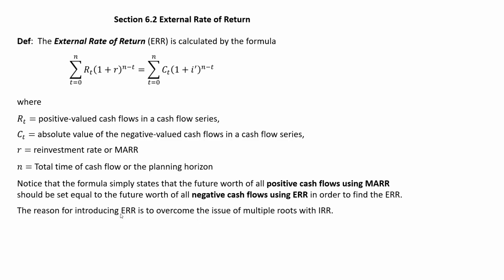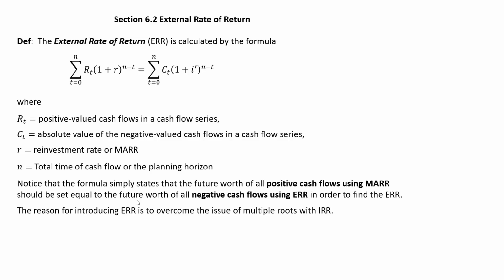Apparently, one big advantage of this external rate of return as opposed to the internal rate of return is, we saw that internal rate of return could have multiple roots. That was a little bit of a pain. But guess what? With the external rate of return, you have only exactly one value, right?